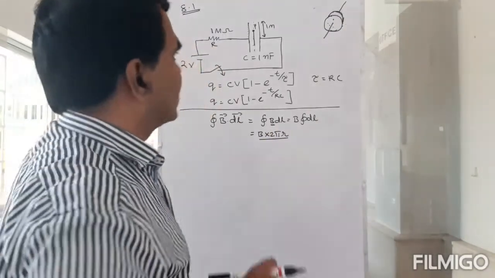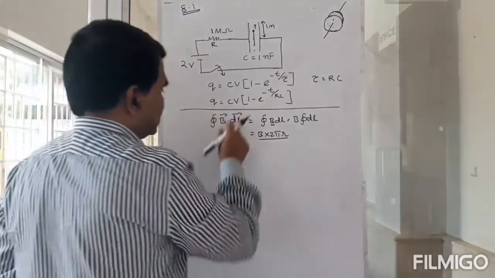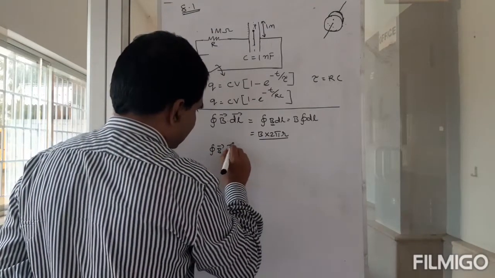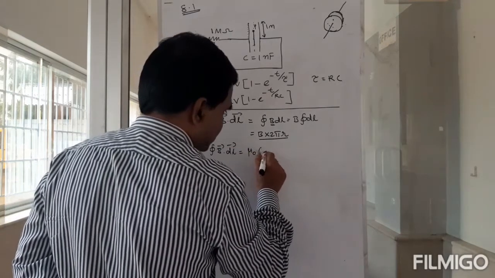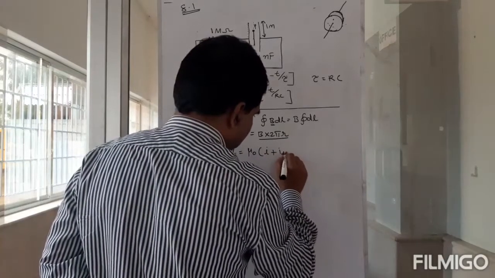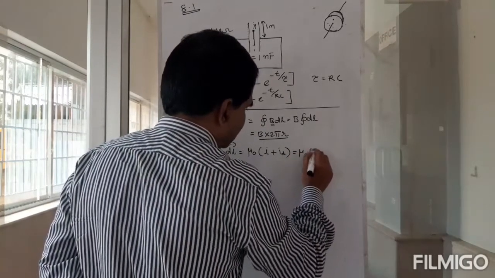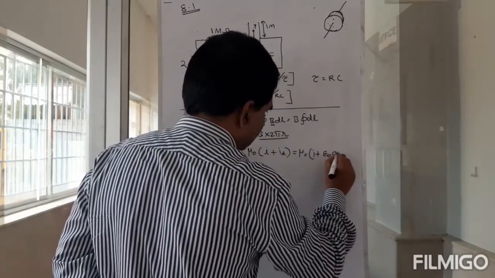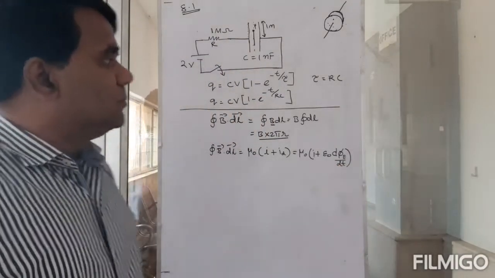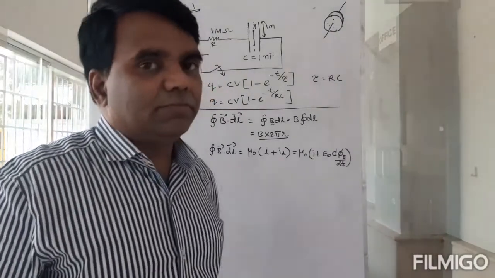Now, what does Ampere's circuital law say? It says that this integral B dot dl must be equal to mu naught into I plus ID. ID is the displacement current. So that must be equal to mu naught I, plus this can be written as epsilon naught d phi E by dt. So this is fantastic.